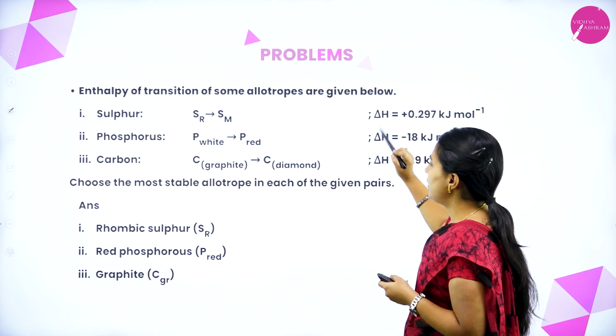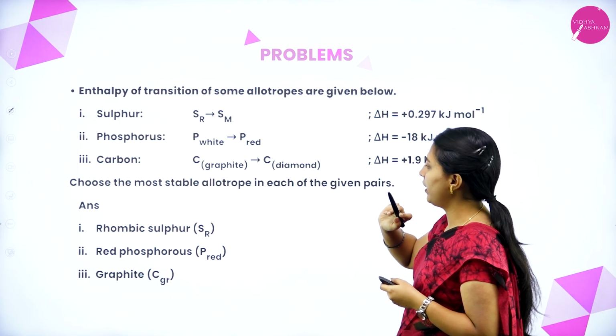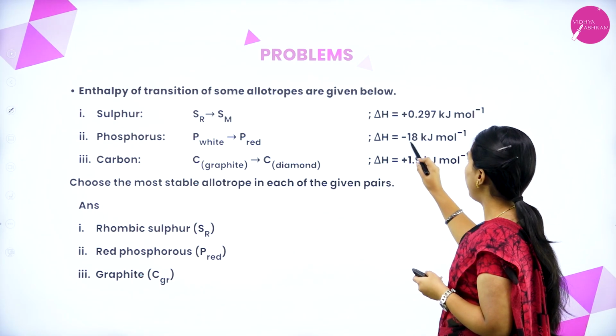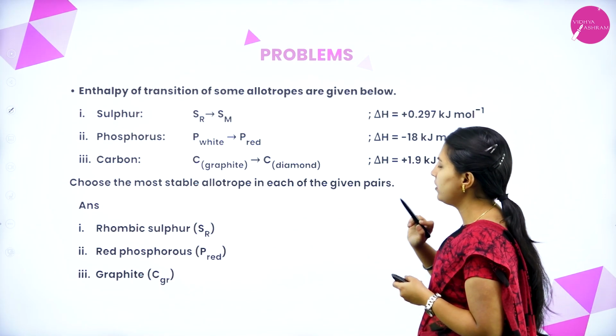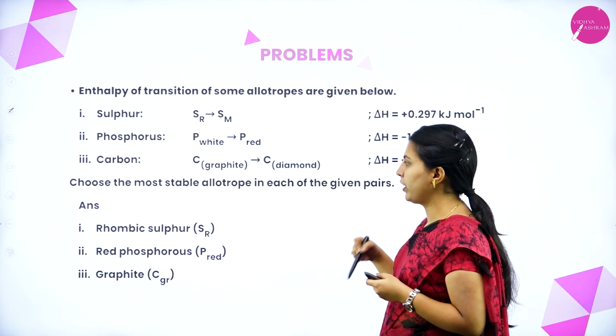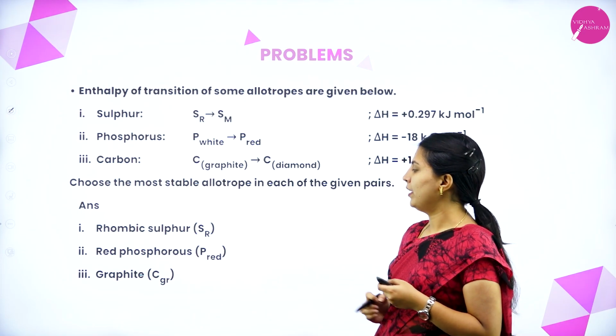Because first is rhombic sulfur, which has plus 0.297. Next, red phosphorus has minus 18 kilojoule. Next one is plus 1.9. It means graphite is the most stable allotrope of carbon.